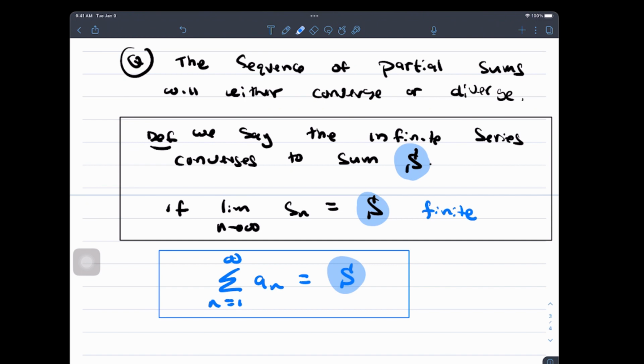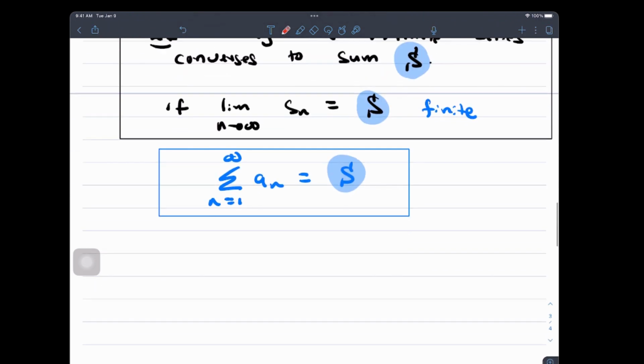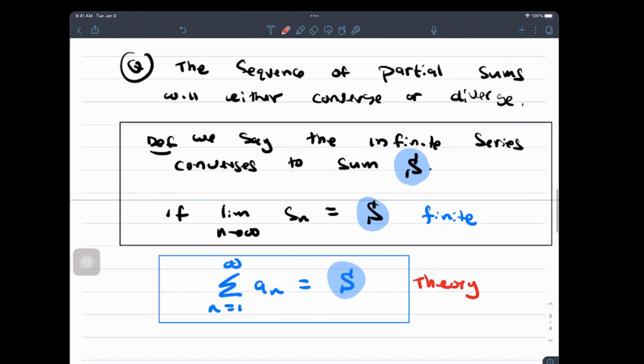Now, this is all a very theoretical result. Let me just say this to you guys. This is all theoretical in theory. Okay? Because generally speaking, it is very, very difficult for you to show that a sequence of partial sums converges. Generally speaking. All right, I'm going to say that again. Generally speaking, hard to use this definition.